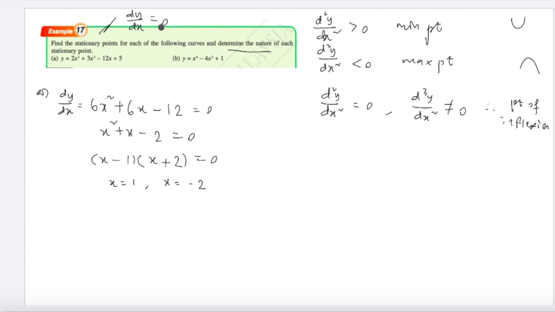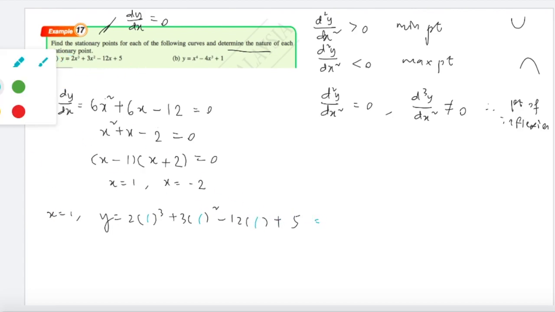And for the points, I need to find the y also. Remember, after you find your x, go and find your y. When x equals 1, what is your y? y equals the original, 2x to the power 3. Don't forget this step, because you are going to find your original point first. Find back your original y. So when x is 1, substitute back into your original. Okay, when x equals negative 2, substitute into your original one.